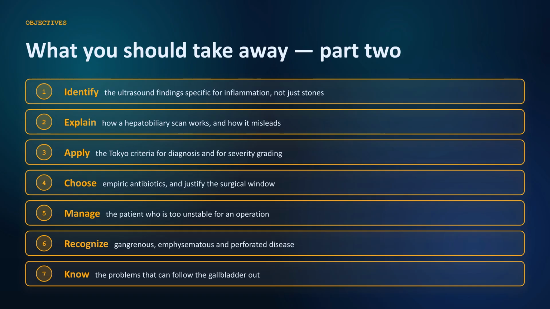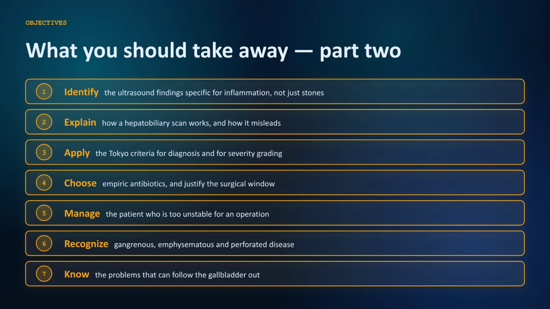Continuing. Eighth, identify the ultrasound findings that are specific for cholecystitis, not just for stones. Ninth, explain how a hepatobiliary scan works and why 1 in 5 positive scans can be wrong. 10th, apply the Tokyo guideline criteria for diagnosis and for severity grading. 11th, choose empiric antibiotics and justify the 72-hour surgical window.